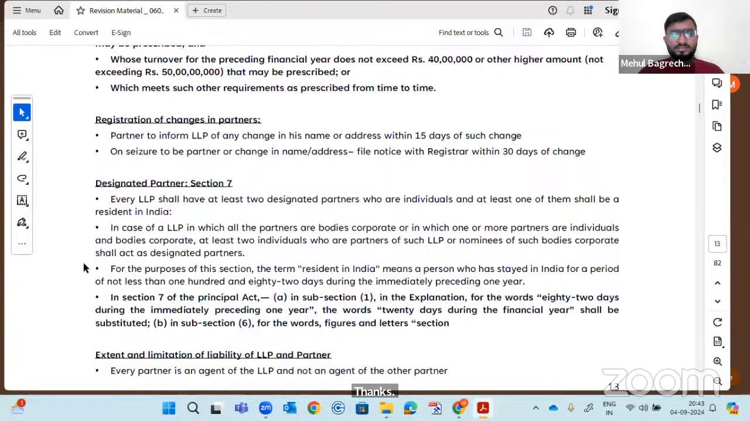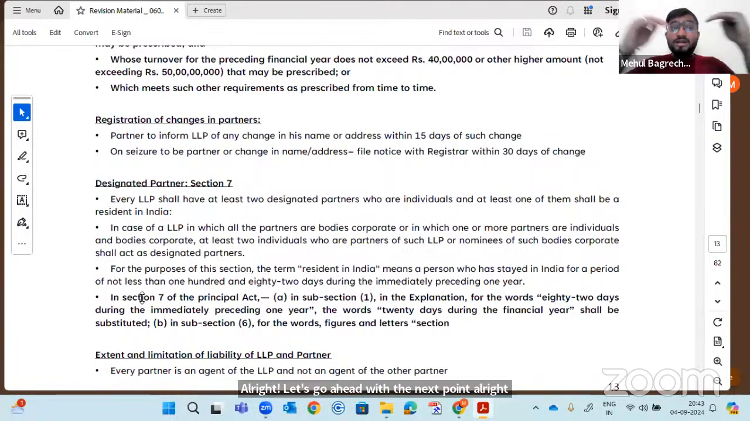All right, designated partner is done. A very important concept which you will have to remember: in a scenario where all the partners in an LLP are body corporate, what will you do? You will have to ensure those body corporates send a designated partner who is an individual as a nominee, as a representative of the body corporate, and such individuals will become the designated partner. Understood?